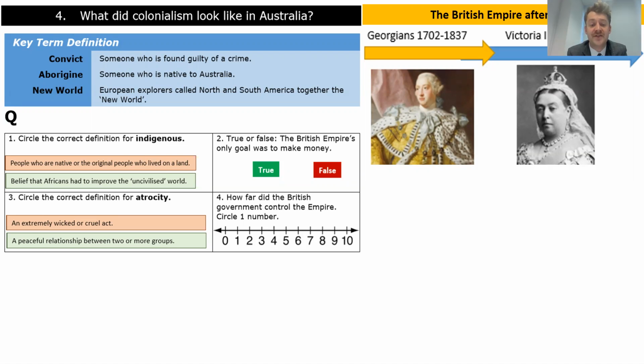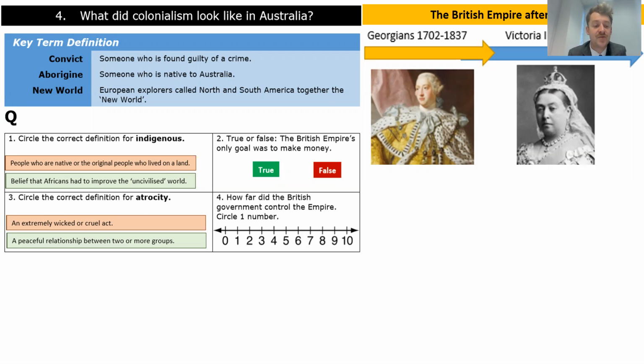The second one, true or false? The British Empire's only goal was to make money. Well, we know that is false. We know a big part of the empire was to make money, and that's a huge part of it. But we know there are other factors. So have a think about what other factors that we've looked at, okay, that was a big part of what the British Empire wanted to do. But we know a huge part of that was making money.